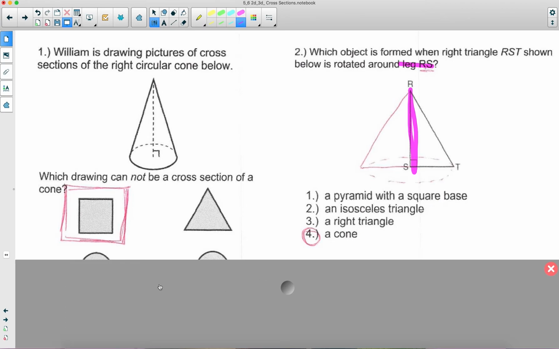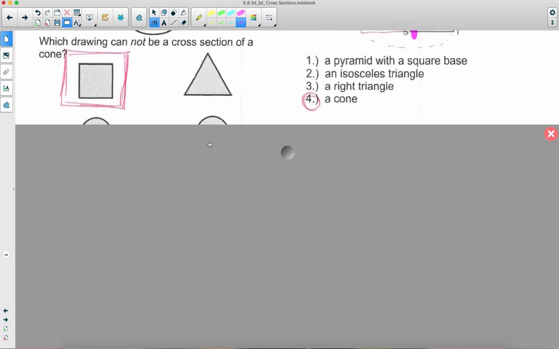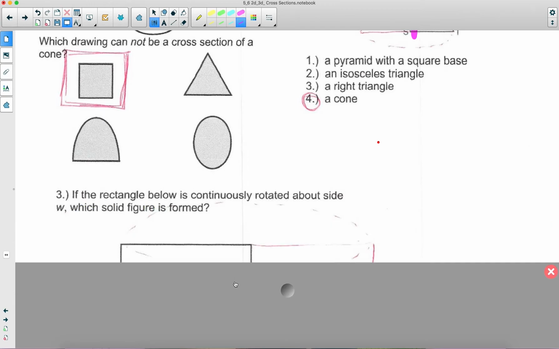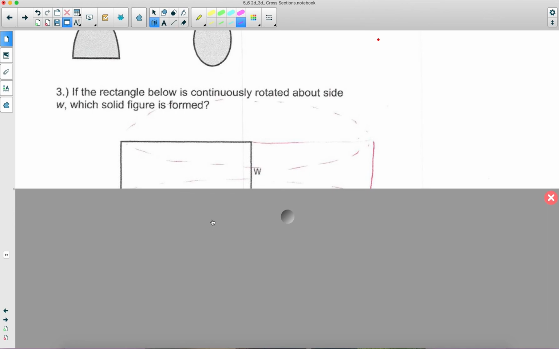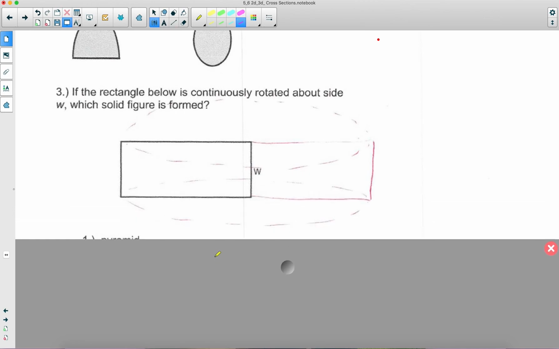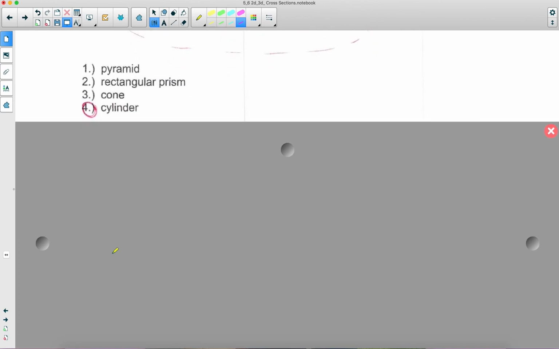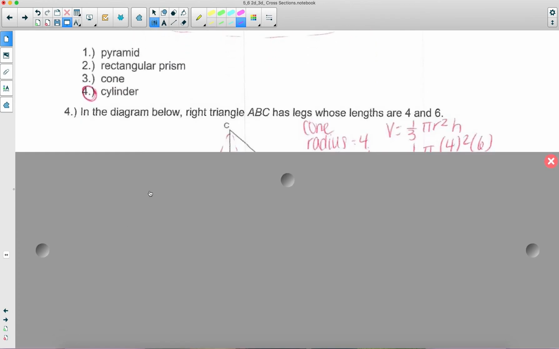And then the last question is actually going to be talking about volume. So it says, if the rectangle below is continuously rotated about side W, which solid figure is formed? Oh, actually, the next one's volume. So for this one, we get a cylinder. We rotate this around and around, and we actually get a cylinder. All right, now number 4, that one is going to be a volume question.